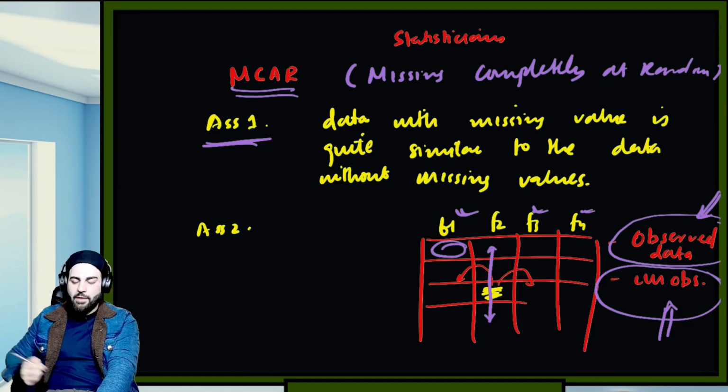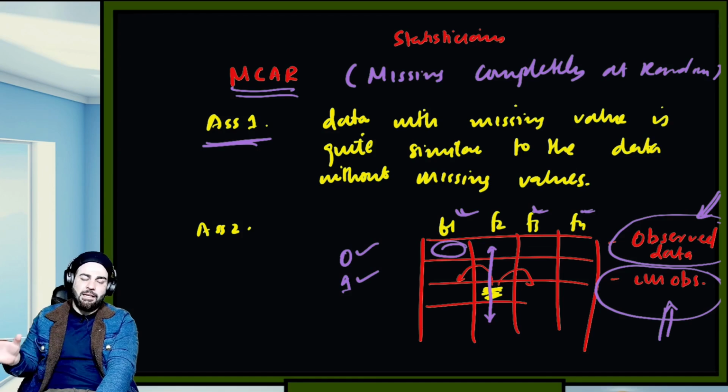How do I define randomness? If there are possibilities of 0 and 1, and the possibility of being 0 is equal to the possibility of being 1, then we call it random. Similarly here, the probability of one feature being missing is equal to the probability of another feature being missing.